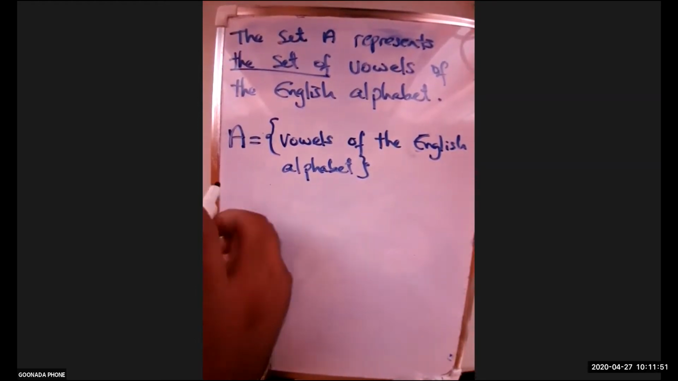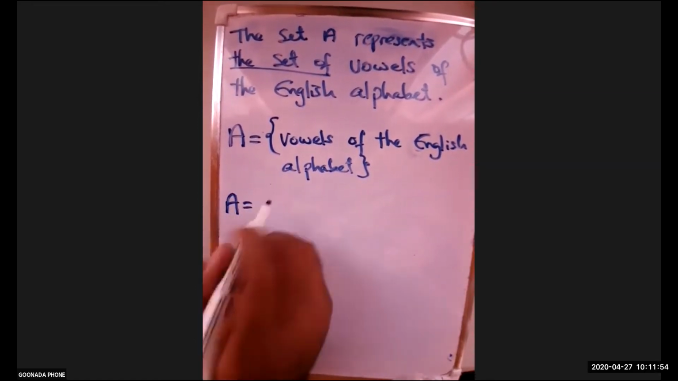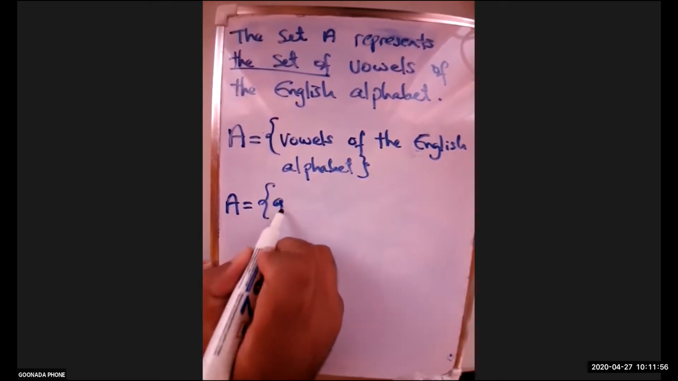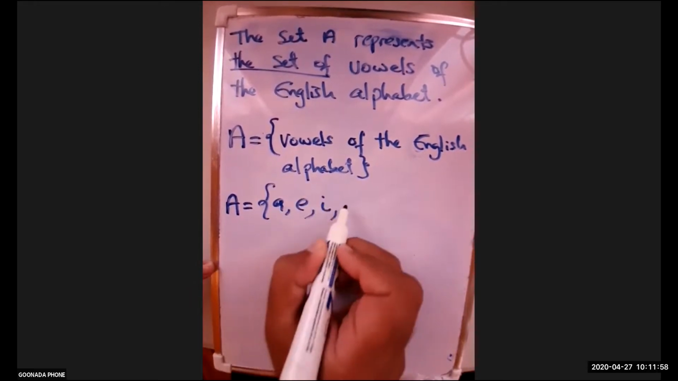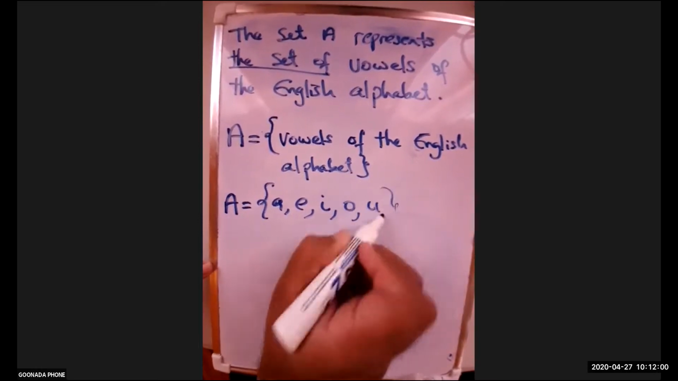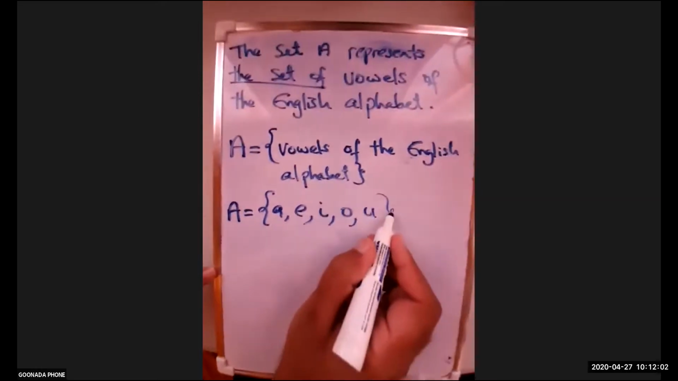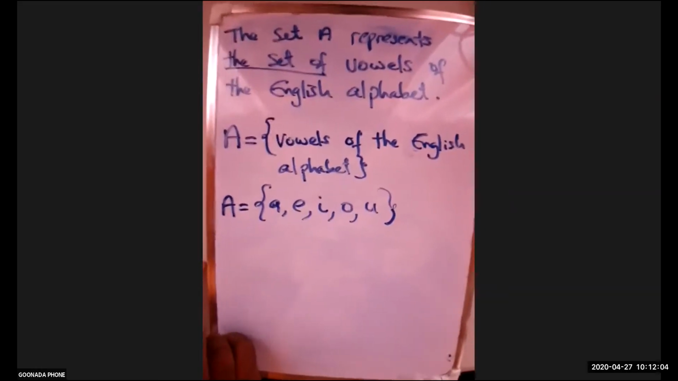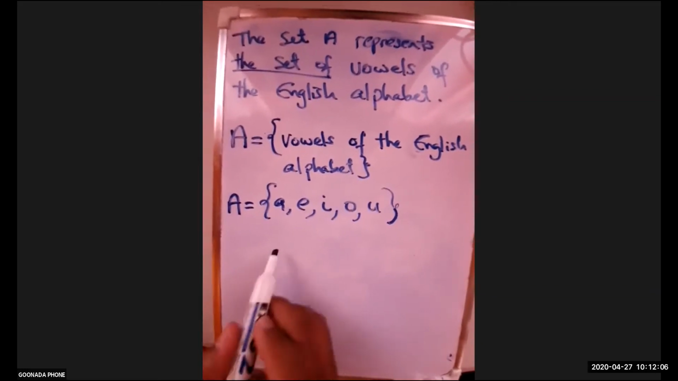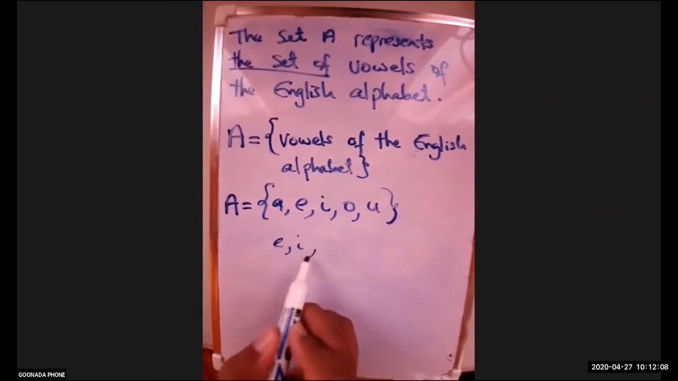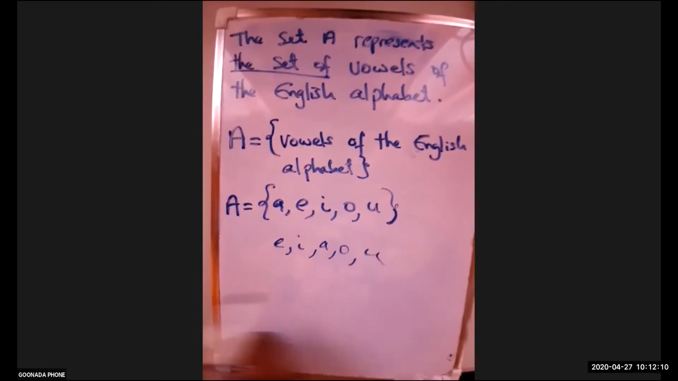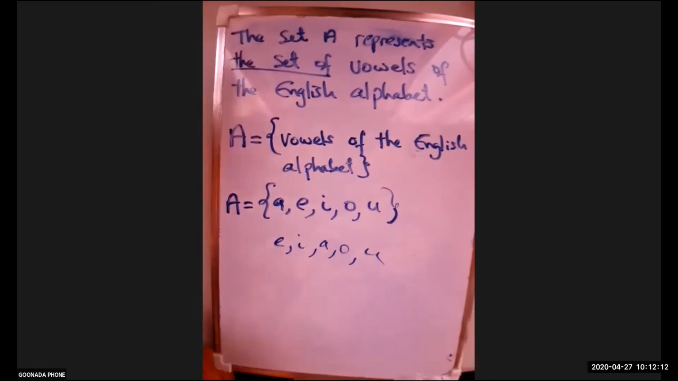Now, there's another way to write this, which is listing the elements. So A, E, I, O, and U. Now, remember I told you all the order the elements are written does not matter, right? So we could have written E, I, A, O, U. It really doesn't matter. Okay?